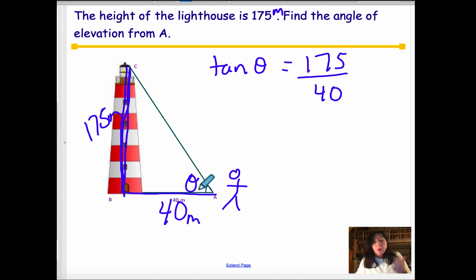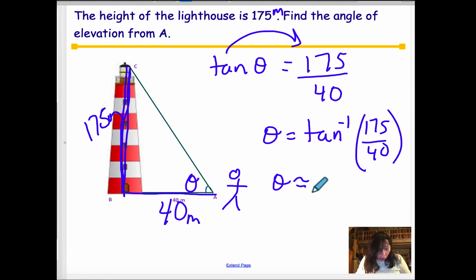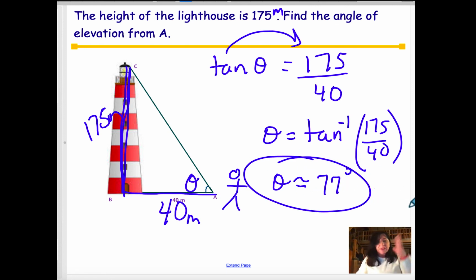Now remember, I'm trying to find the angle of elevation, so I need to isolate the angle. Tangent's going to go to the other side. We have theta equals arc tangent. I'm writing inverse tangent, but we don't ever say that. That's improper. You say arc tangent, and then it's 175 over 40. On your calculator, please go to arc tangent, and make sure that you are in degrees. 175 divided by 40, close the parentheses, I get about 77. So theta is about 77 degrees. That's the angle of elevation.